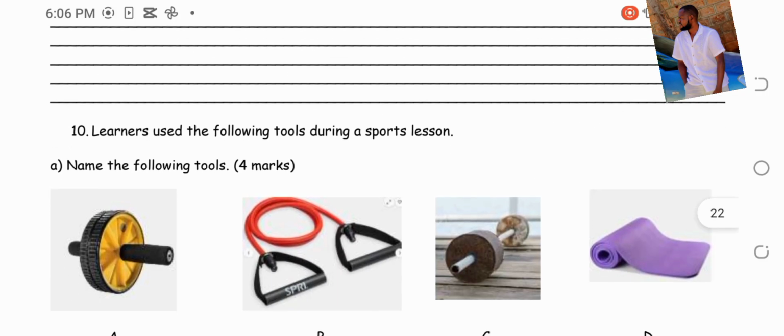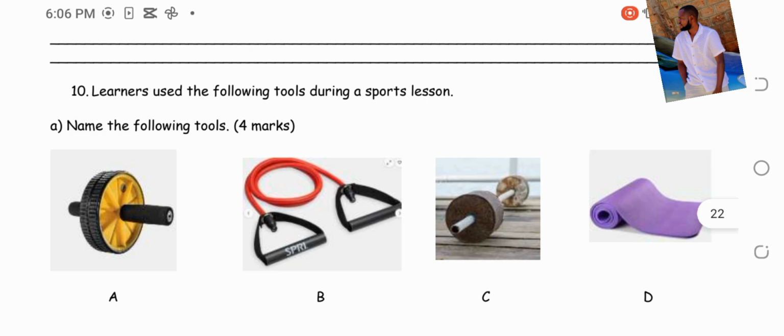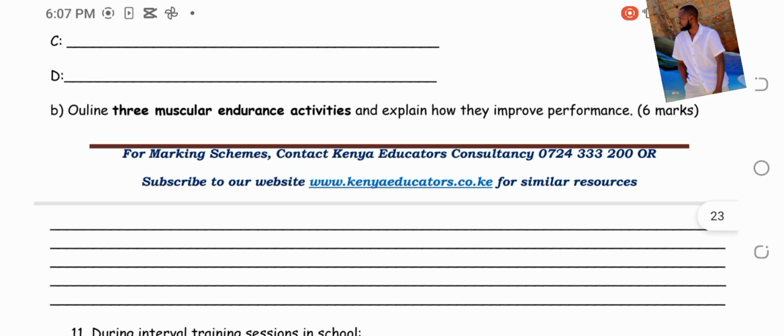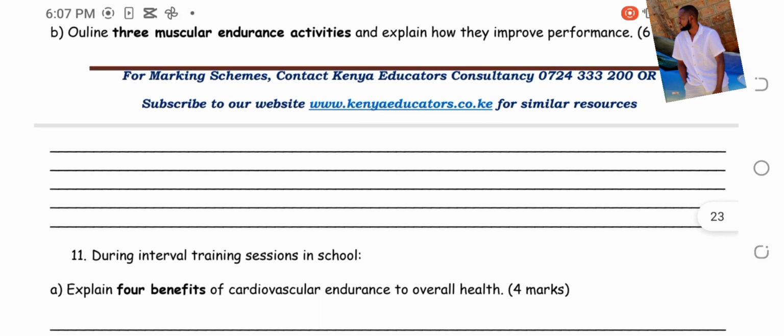Number 10, learners use the following tools during a sports lesson. Name the following tools. Have a good look at these tools, A, B, C. Then outline 3 muscular endurance activities and explain how they improve performance. We can have planks, sit-ups, and maybe lunges. They improve stamina and muscle efficiency.